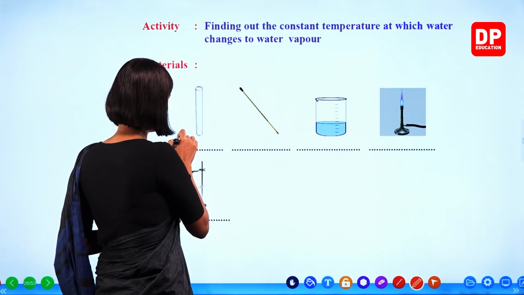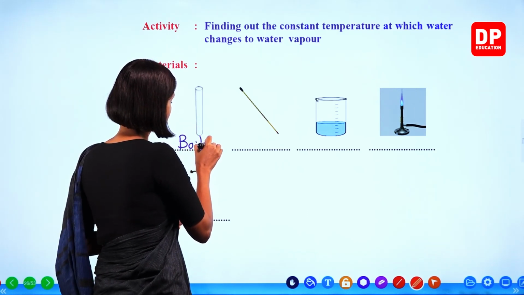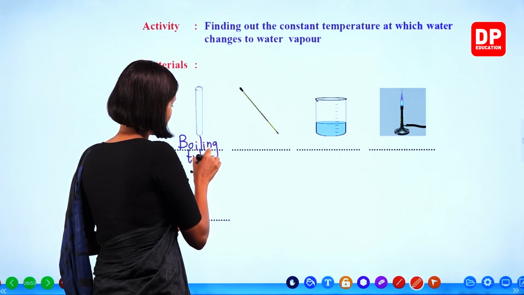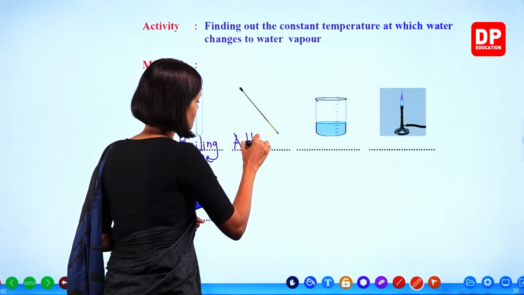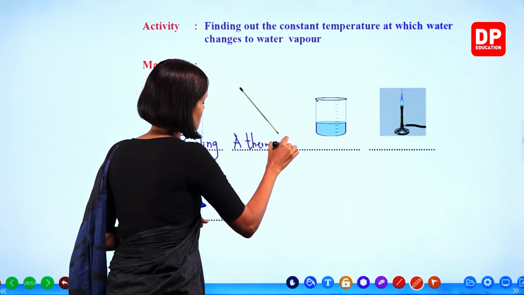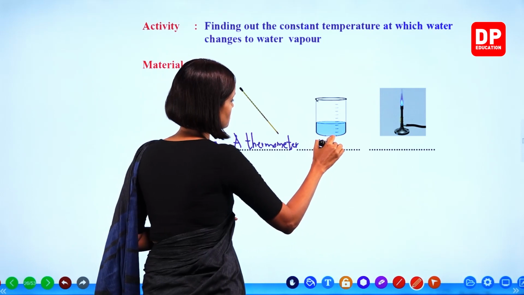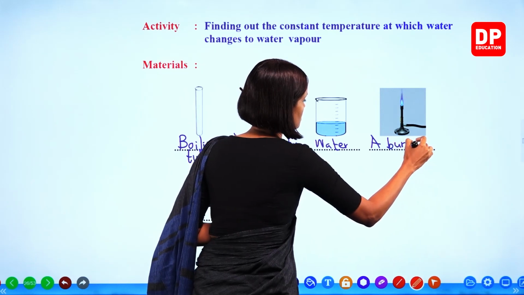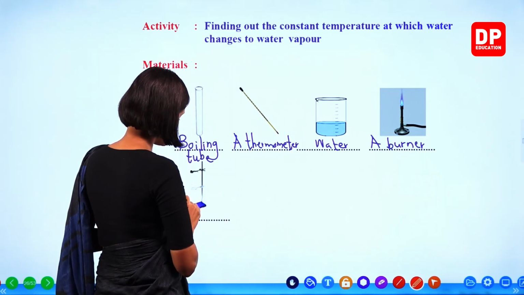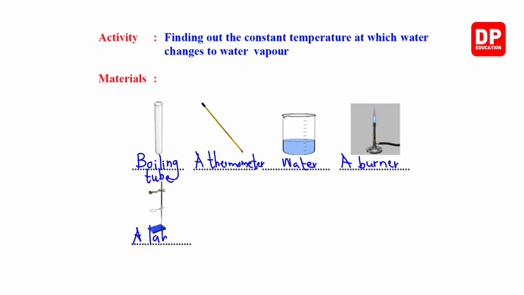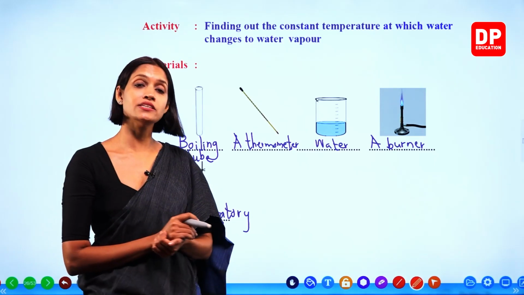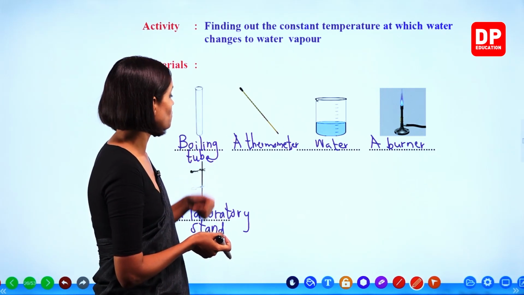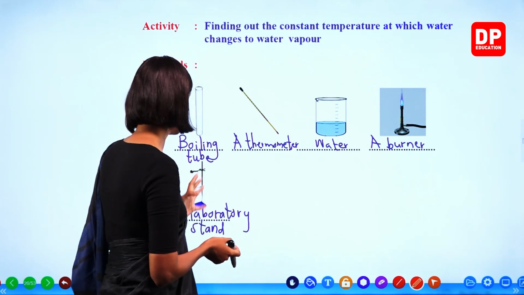We'll write: boiling tube. We need a thermometer. We need water, a burner, and a laboratory stand. Right, children? Boiling tube, thermometer, water, a burner, a laboratory stand.